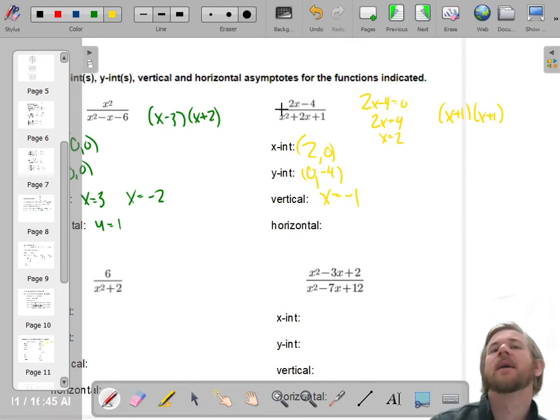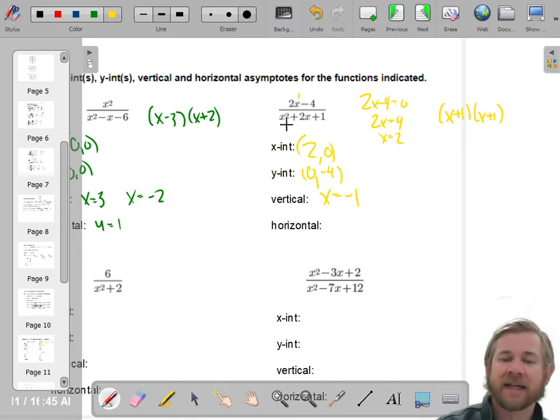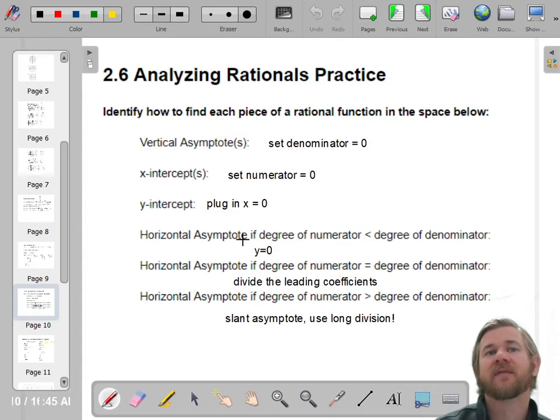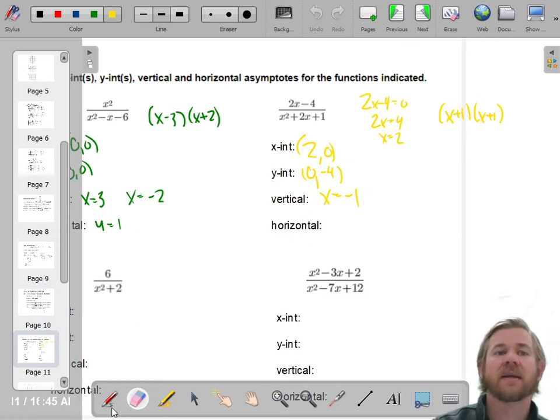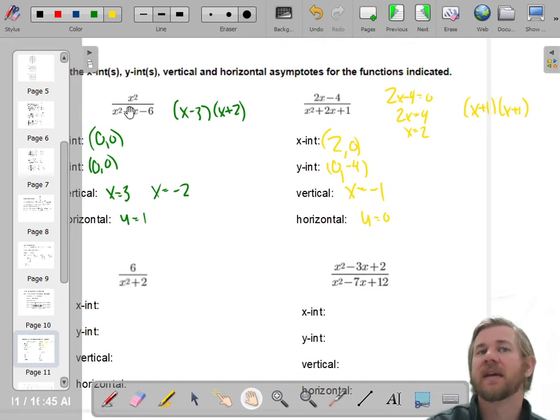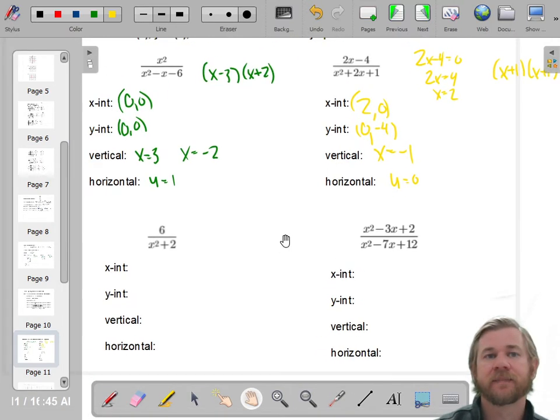Horizontal asymptote, that's when you look at the degree. Here the degree of the numerator is 1 and the degree of the denominator is 2. Remember, if the degree in the top is smaller, 1 is less than 2, then the horizontal asymptote is at y equals 0. So we've seen 2 cases now: when they're the same, and here where the numerator is a lower degree.